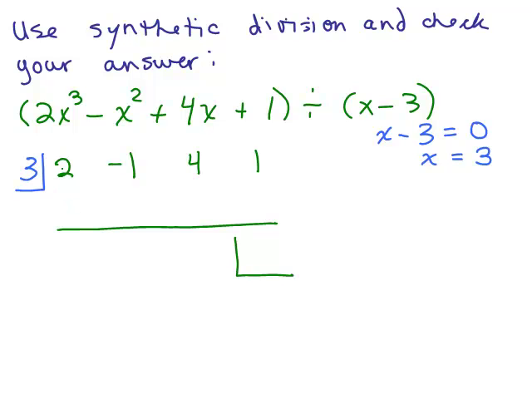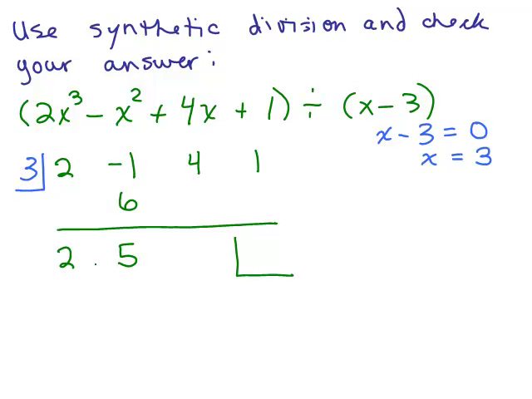And how do we start? We start with the first coefficient and just bring it down under the line. And we multiply that by what's in the box and put it up under the next coefficient. Okay, so we go 2 times 3 is 6. That goes right here. And now we add these two numbers. -1 plus 6 is 5.